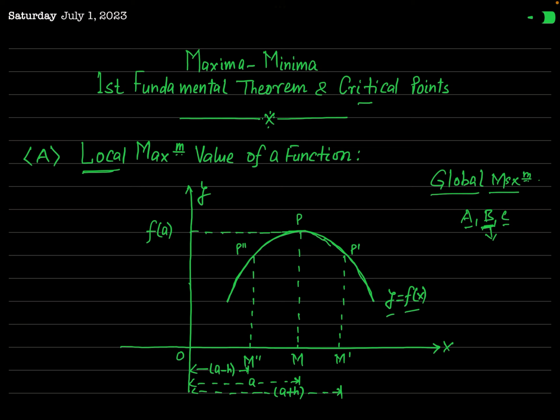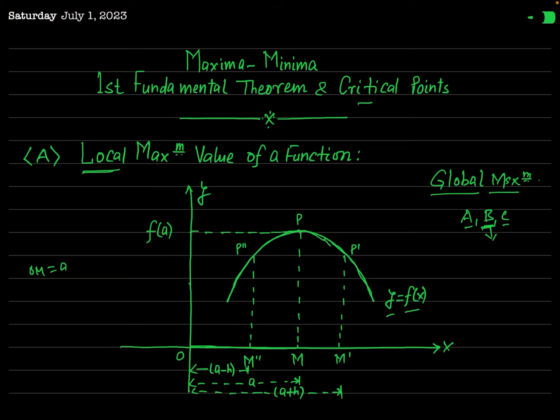And I have marked a point P here. Corresponding to this point P, the x coordinate, or value of x, is equal to OM. OM is the value of the x coordinate corresponding to this point P, which I have marked by a. It means we have considered that OM is equal to a.